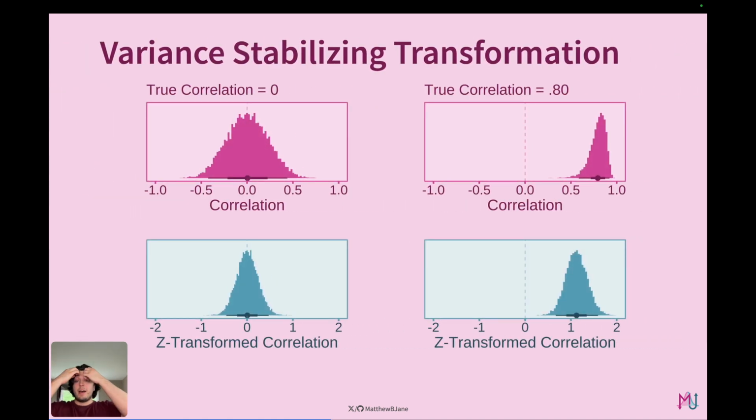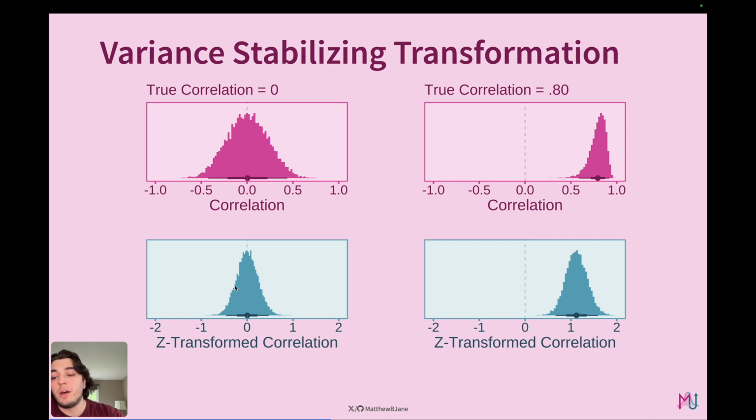So if we go back to this example where we have a true correlation of 0 and a true correlation of 0.8, and we see that those distributions are very different for a correlation coefficient, what we find is that when we z-transform it, it becomes boundless. So instead of the correlation being -1 to 1, the z-transformed correlation goes from negative infinity to positive infinity. So it doesn't have any bounds. And also you'll notice that the sampling distributions for the z-transformed correlations are the same for both true correlations. So as the true correlation increases, the sampling variance in these two distributions stays the same.